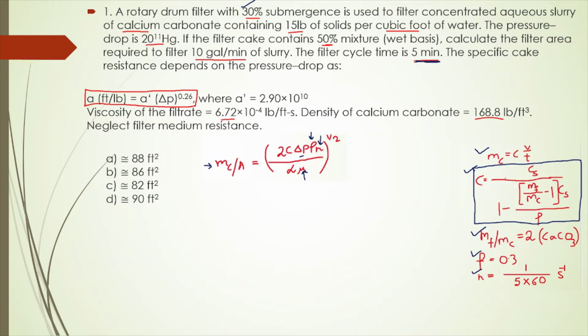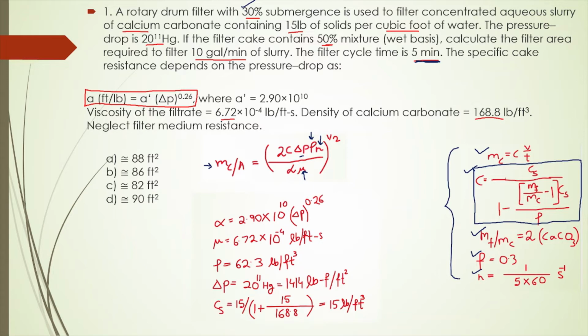So to convert that minutes into seconds, it is written as n is equal to 1 by 5 into 60 per second. So these things we should know before solving the problems. Alright, now let us see what are the data that are given to us in this problem.